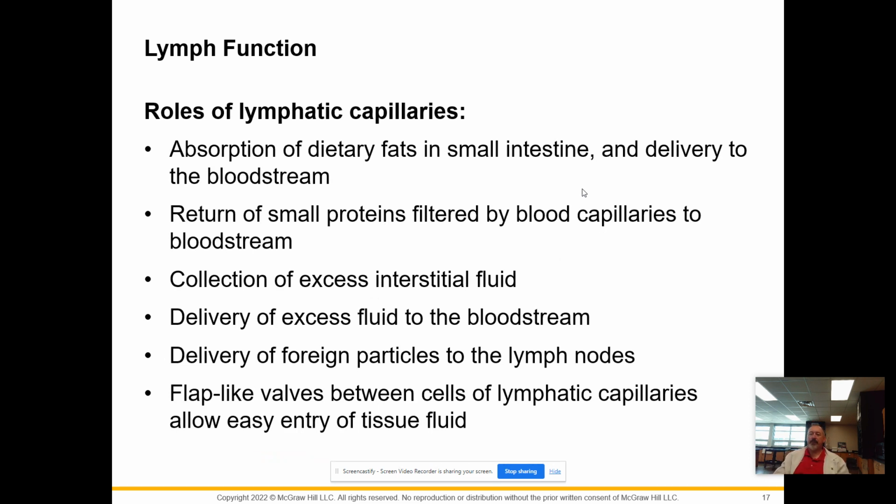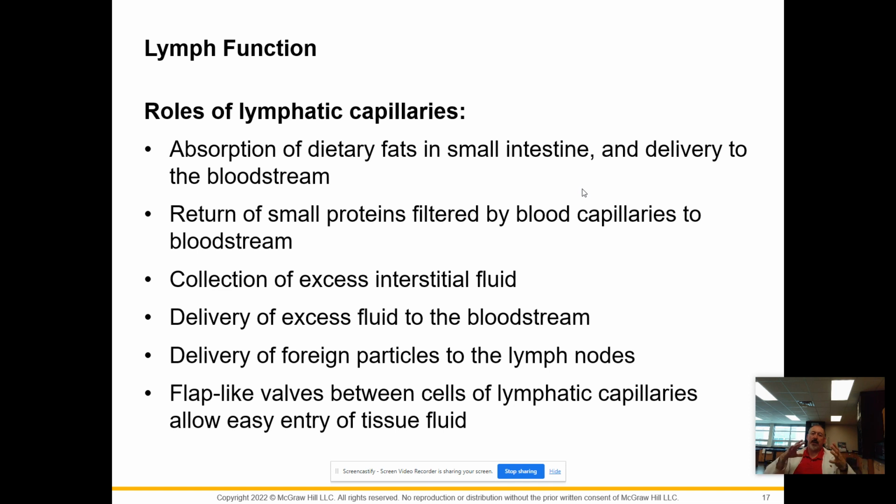So the roles of lymphatic capillaries. So the absorption of dietary fats. It's very fatty. It's going to have a yellowish color to it. And a big part of that is from the dietary fats. Dietary fats means that you eat, you digest in your stomach, and you absorb into your bloodstream. You're then pumping it out. Hydrostatic pressure is pushing out the interstitial fluid, including the dietary fat that you consumed.